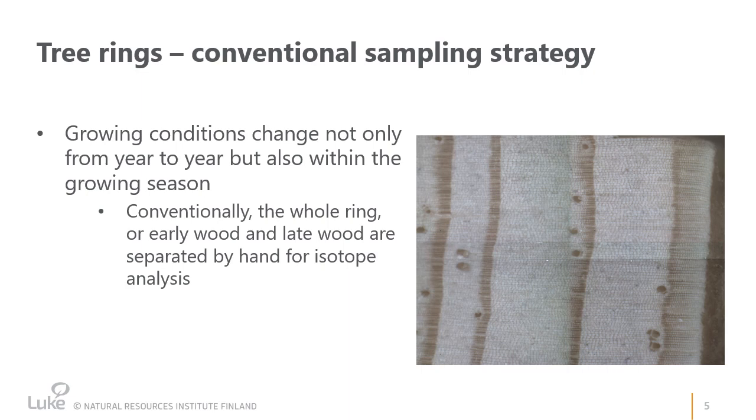So the conventional sampling strategy for isotope studies is to cut these rings out of the sample and analyze the isotopic compositions from these cuttings. The conventional way is to either select the whole annual ring or separate these rings into early wood and late wood parts. So you can see in this image I have cut the rings into the early wood and late wood parts.